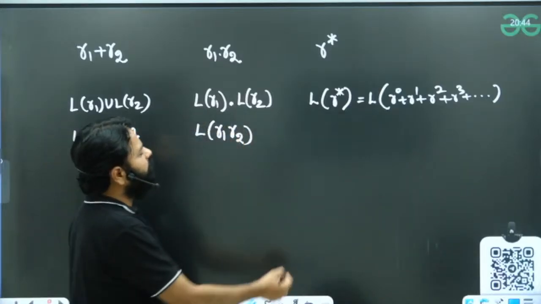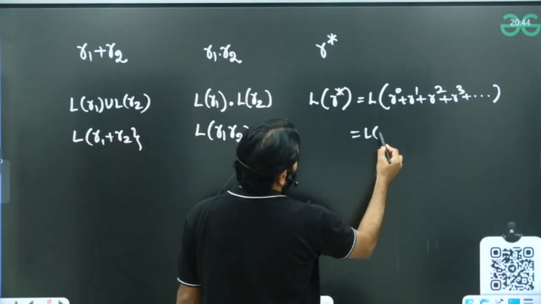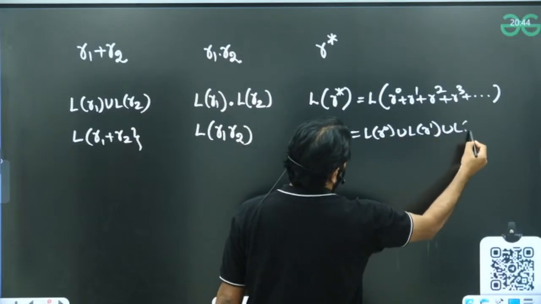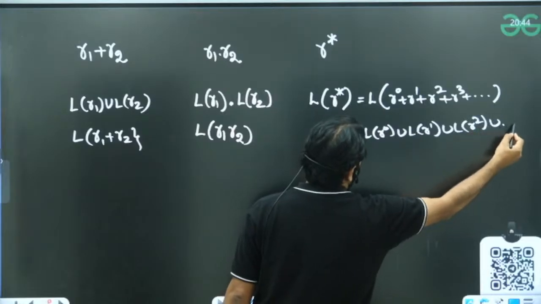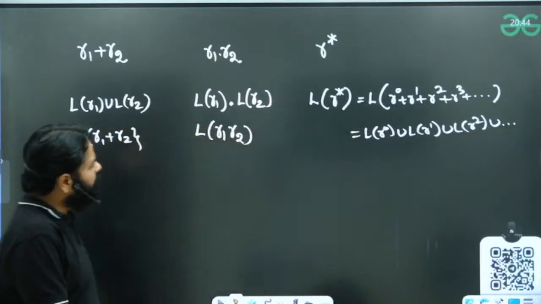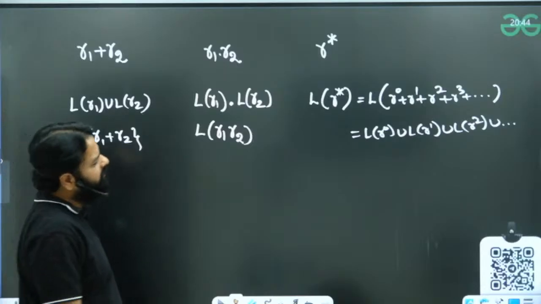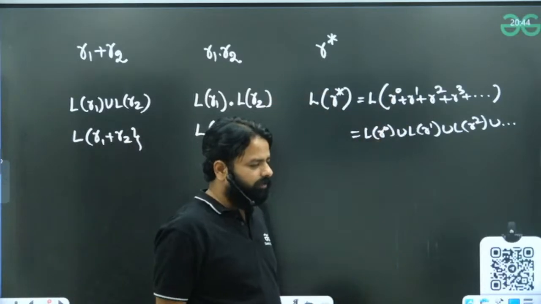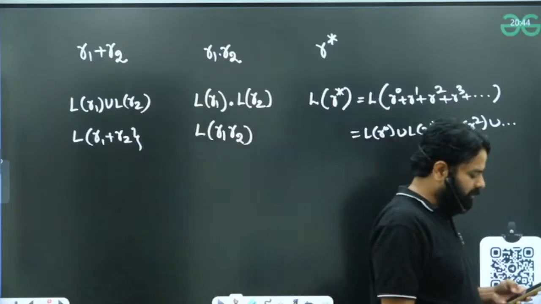You can also do the union individually, like the language represented by R power 0 union the language represented by R power 1 union the language represented by R power 2 union, and all of them. Okay, so we are going to practice all these 3 notations. R plus you can also use similarly, but don't write R power 0 during the basis.